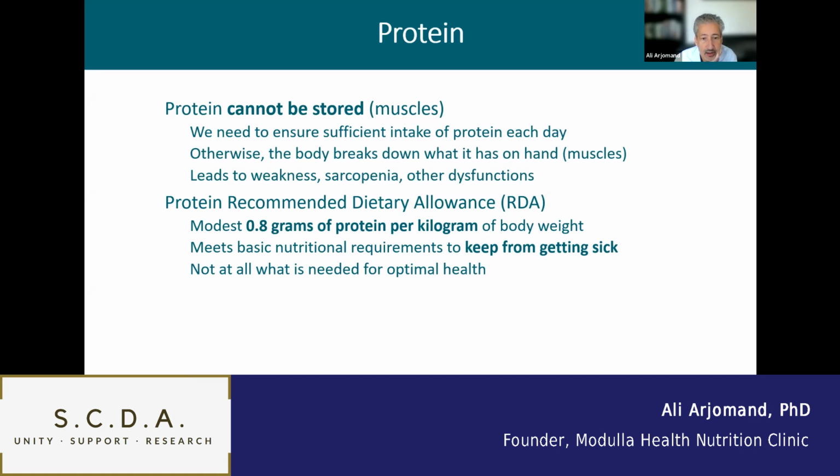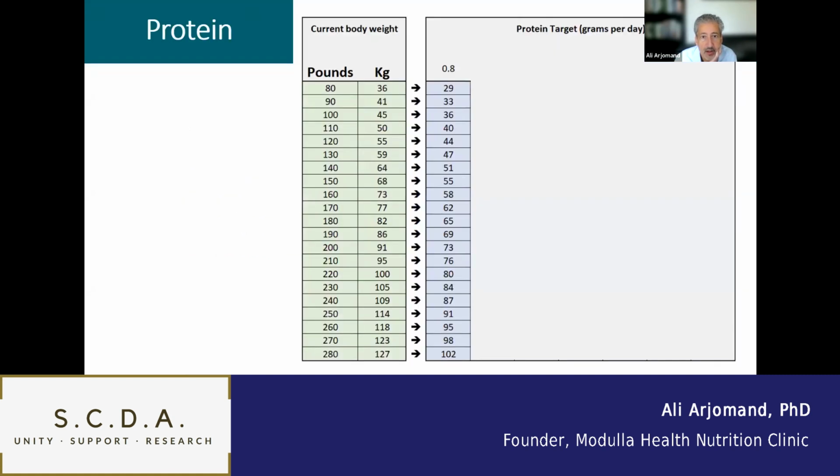So let's take a closer look. I created this table using basically the formula that is in the RDA for protein. So just look up your body weight on the green column, under pounds or kilograms. I'll just use 150 as an example. If I weigh 150 pounds, I'm 68 kilograms. And so the RDA for me would be 55 grams of protein per day. That would prevent me from getting sick.